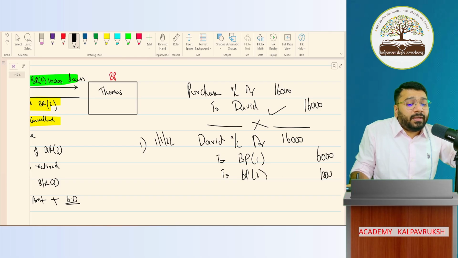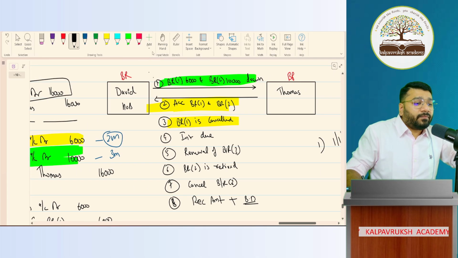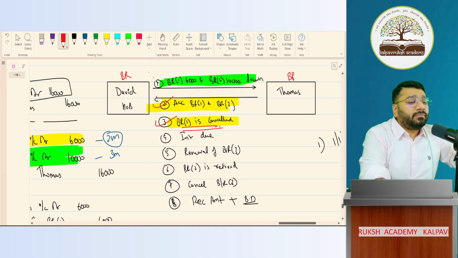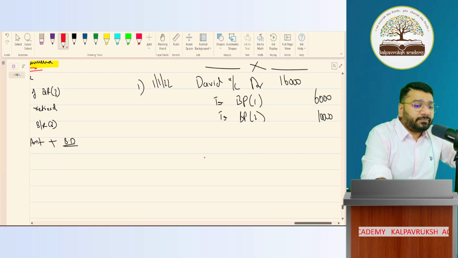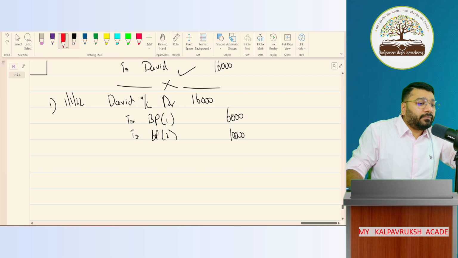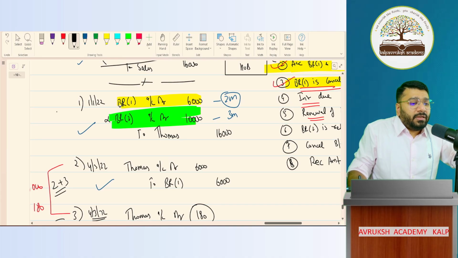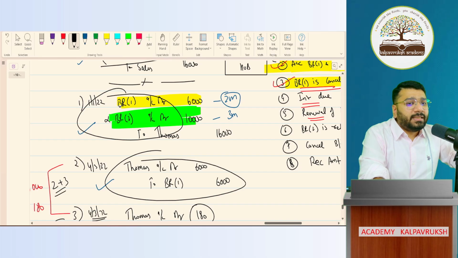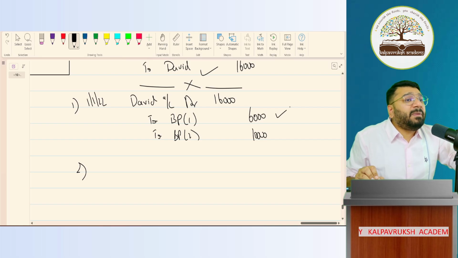Got it, not got it? Okay, then what is happening? This is over. Second, BR1 is to be cancelled. Got it? Then interest entry, then renewal entry. Same opposite entry. Here BR2 entry, 1 and 2. Then immediately cancellation of BR1. Same way there also. BP1 will get cancelled now.